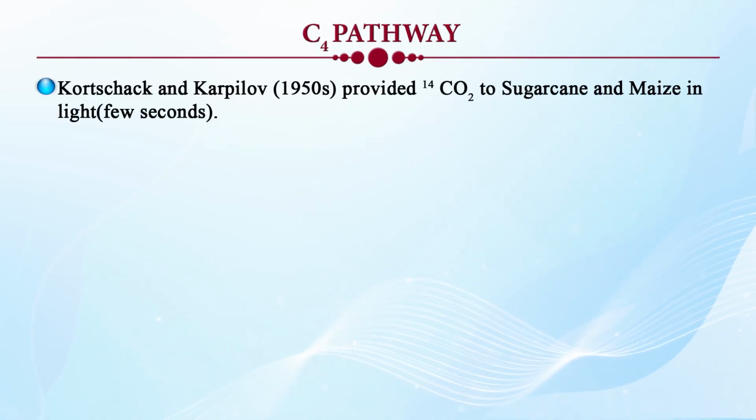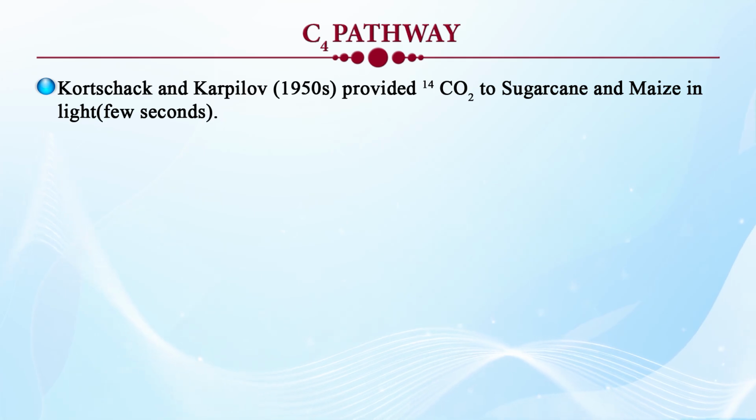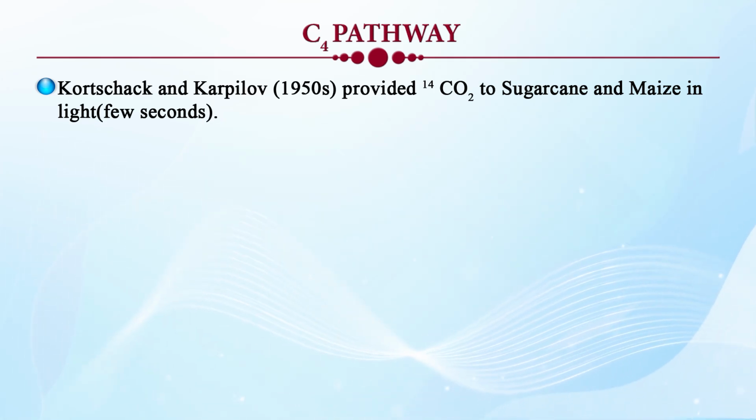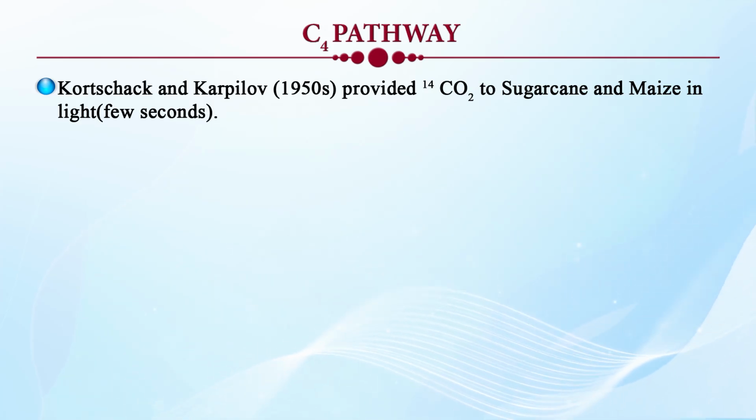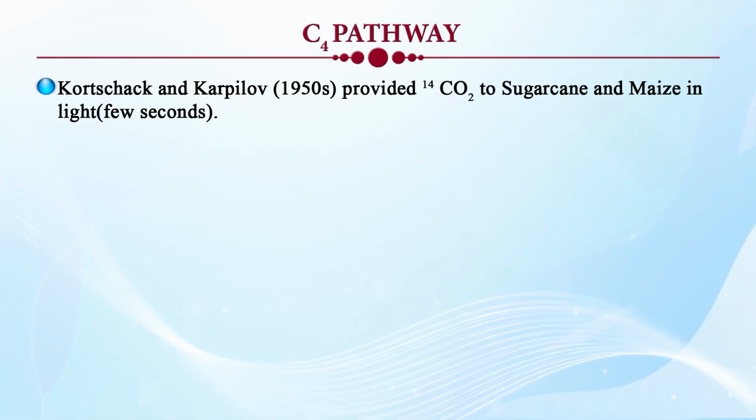The story of the C4 pathway is very interesting. There were Russian scientists by the names Korshak and Karpilov. They were working, in fact, on the C3 cycle, and they wanted to repeat this Benson-Calvin cycle in certain monocots like sugarcane and maize. So they provided radioactive carbon, that is C14O2, to sugarcane.